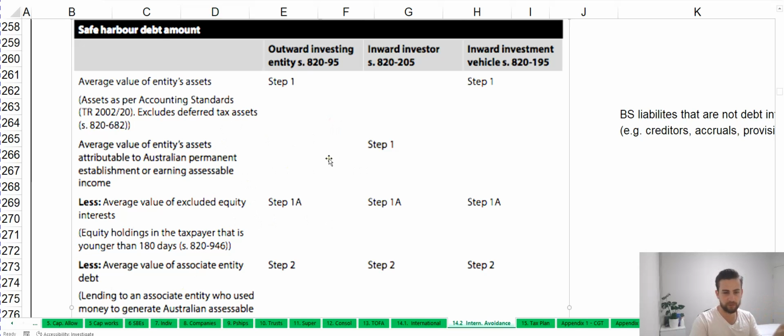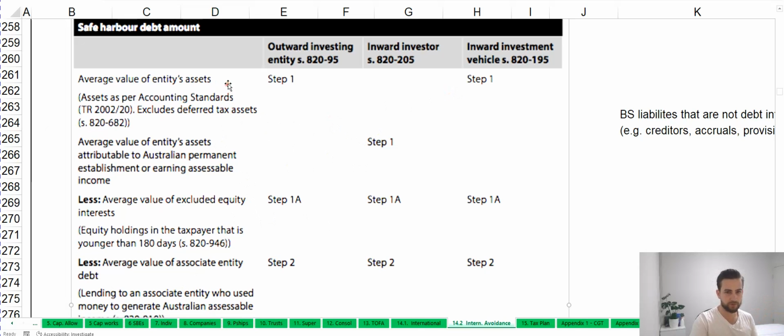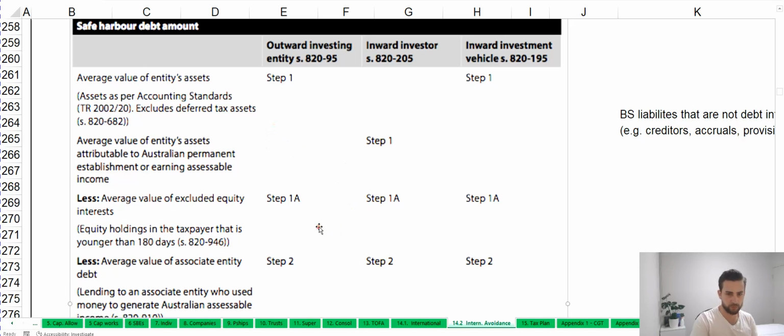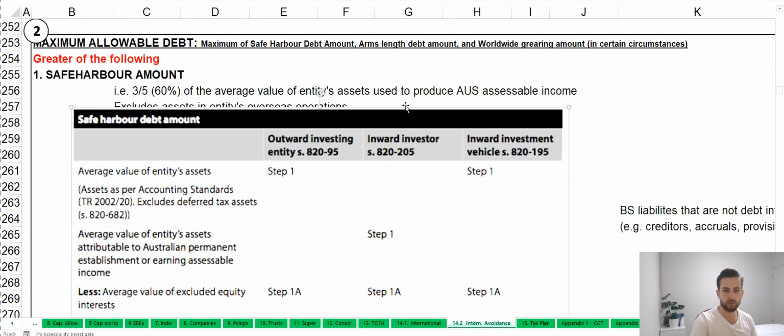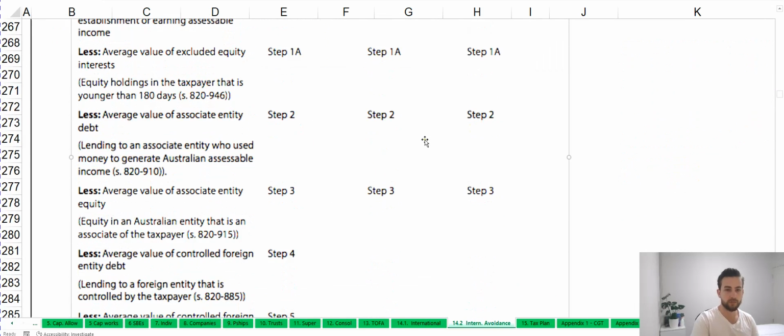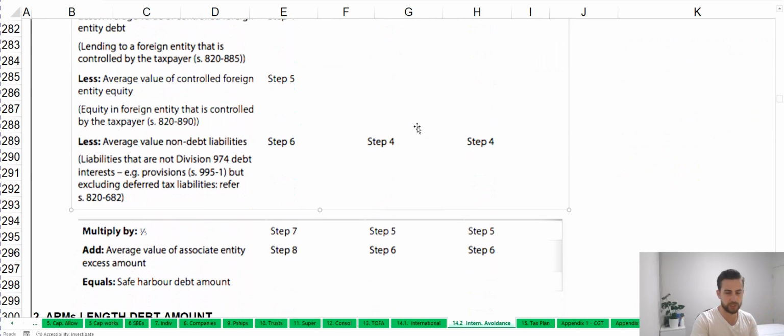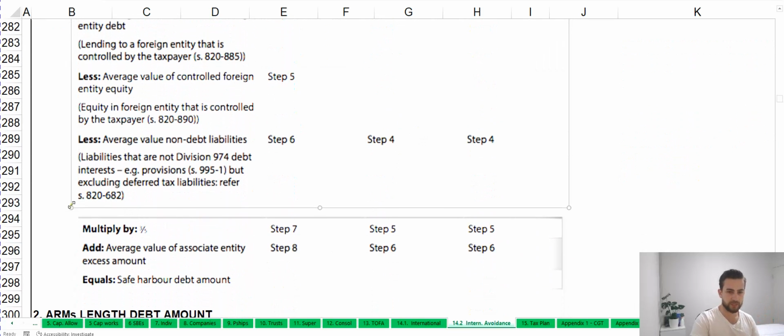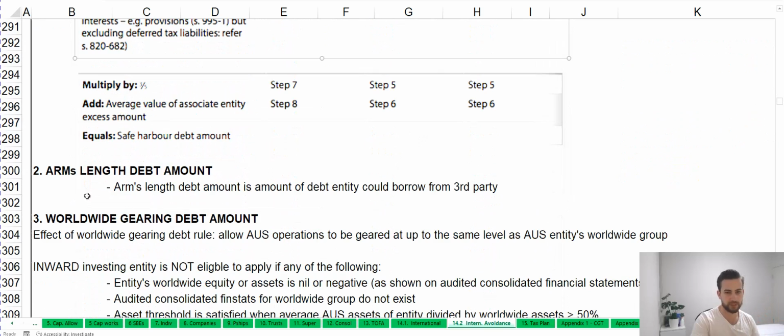Maybe it's not relevant in the question. Maybe they tell you the value. If it's not relevant, you just skip to the next one. Go step 1, step 1A, step 2. But that's why it's really important to get this outward investing entity, inward investment vehicle allocation correct, because it has this flow-on effect throughout the rest of the question in terms of how you approach the calculation of each different amount.